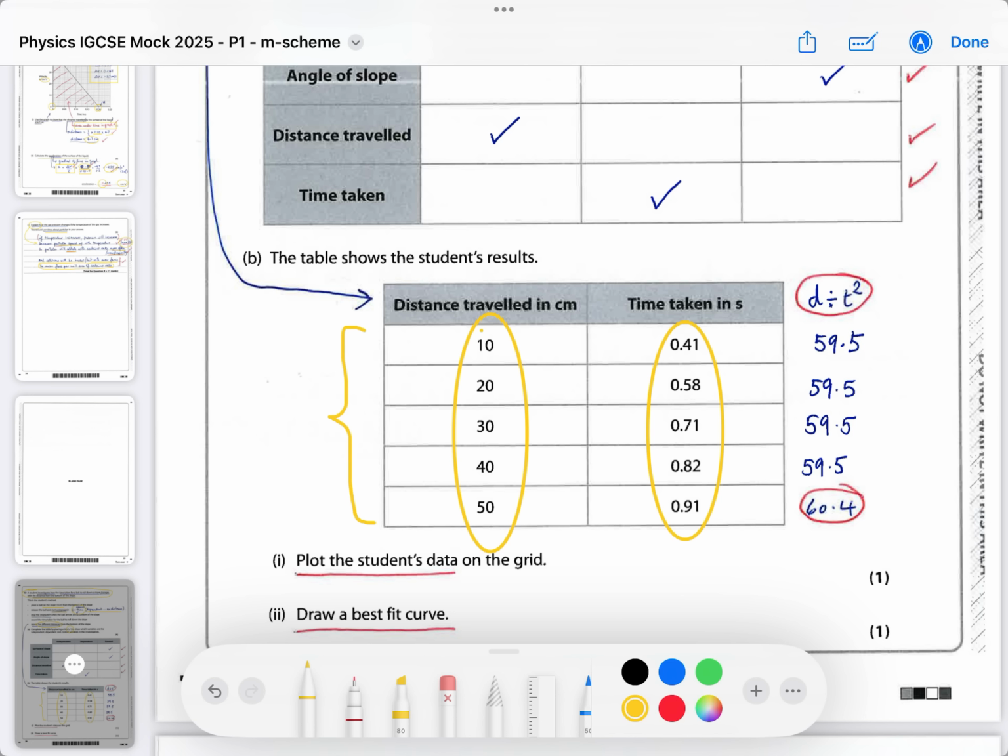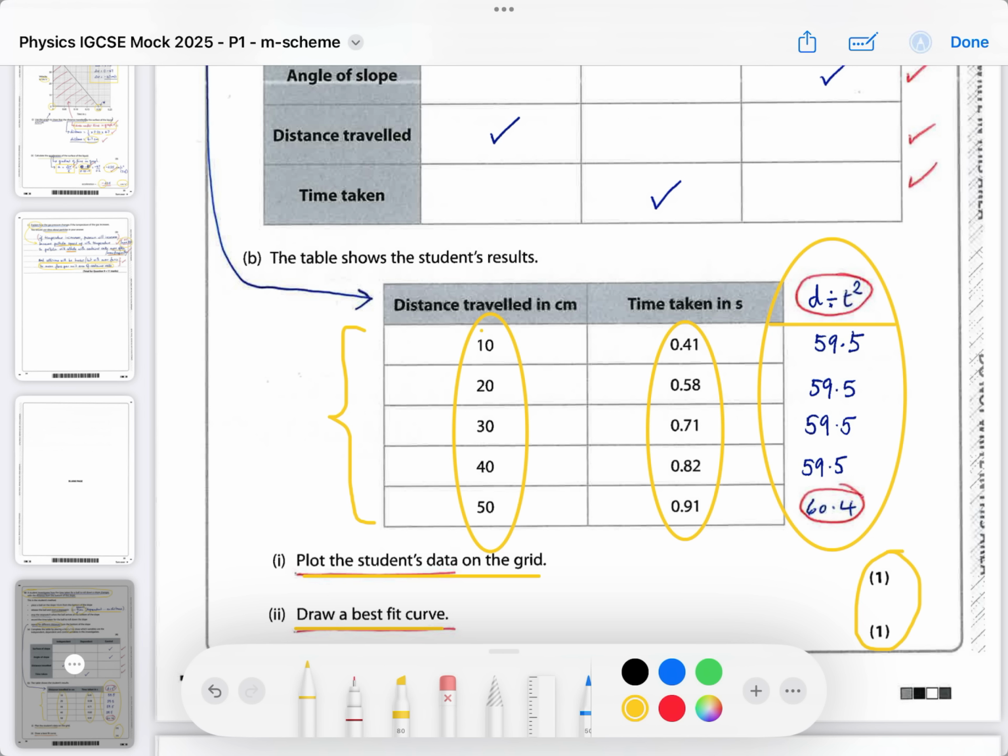Okay? Now it's going to ask about this equation in the next question. So d divided by t squared, they want to know if it's a constant. Well, the way I would suggest, you could always do it in the table. So you could put that in the table and see if the numbers come out to be constant. But what they initially want you to do is to plot the student's data on the grid provided on the next page. And they want you to draw a best fit curve. So they're telling you it's a curve, and that's going to give you 2 marks if you do it properly.